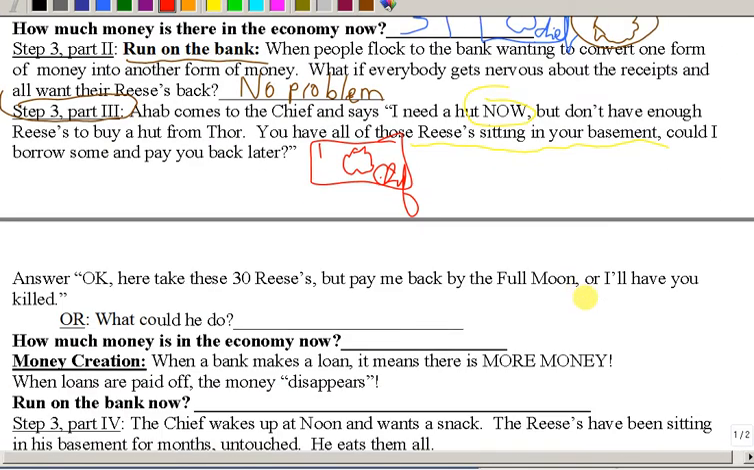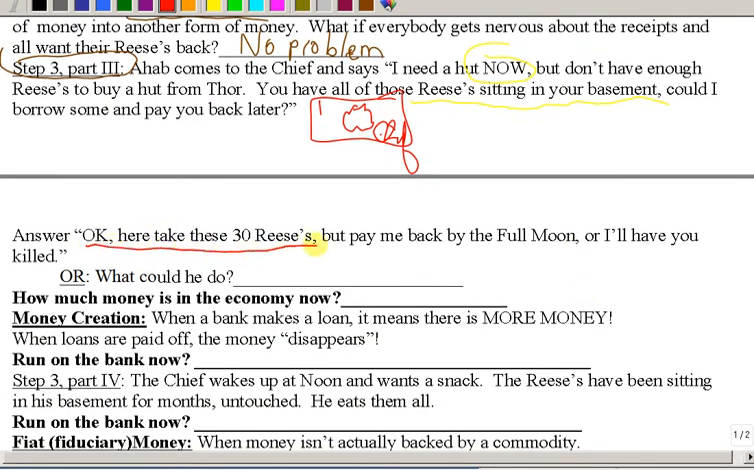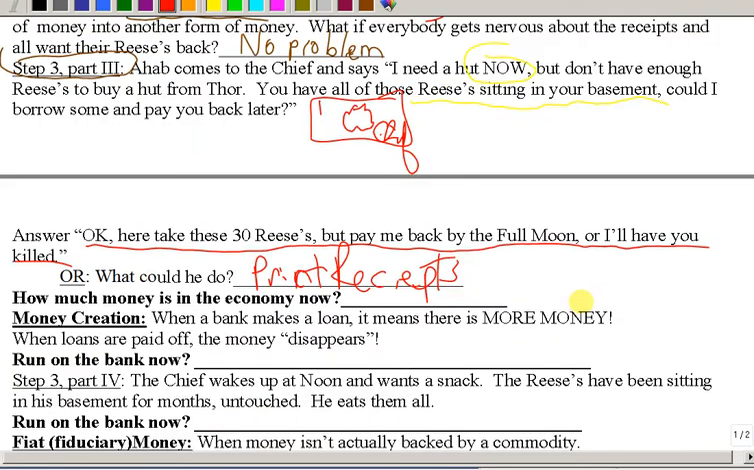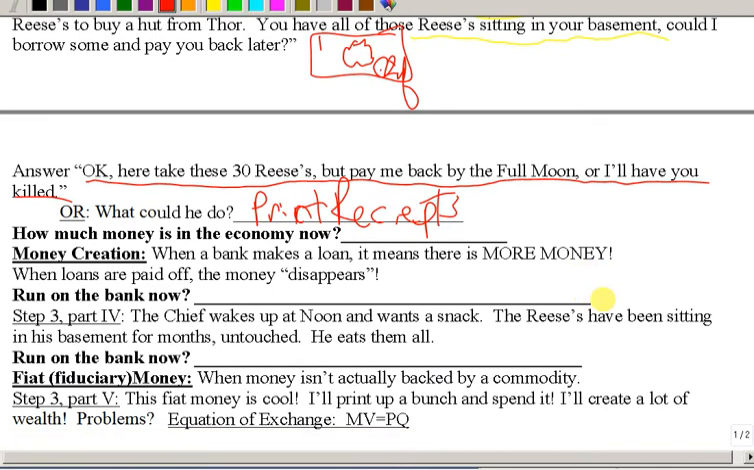And the chief says, okay, here, take the 30 Reese's cups and pay me back by the full moon, or I'll have you killed. Or what could he do? He could print receipts, right? And so suppose he does that. How much money is in the economy now? Well, there used to be 31 Reese's cups flowing in the economy, but now what he's done is he's printed 30 more receipts. So now there's 61 receipts.